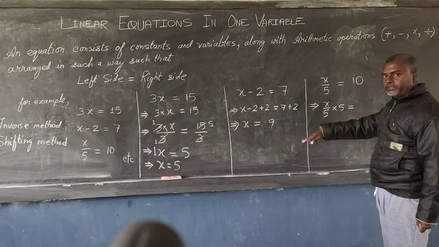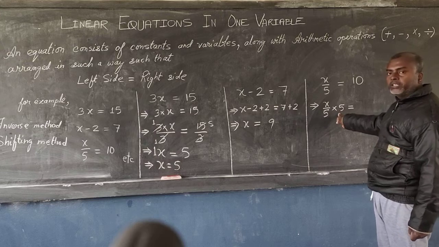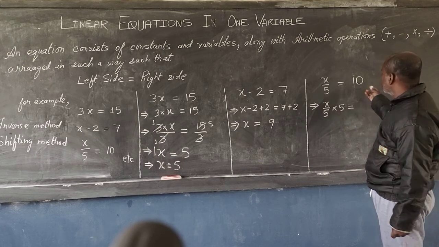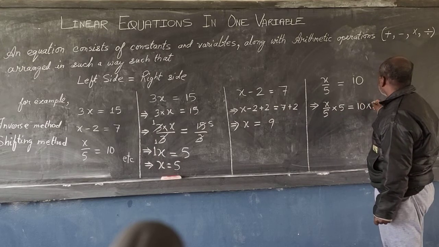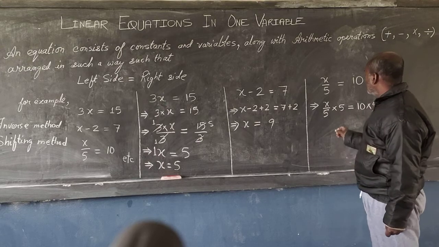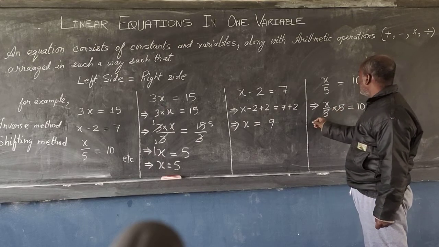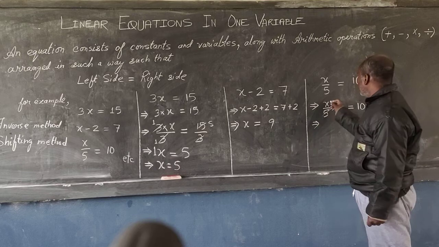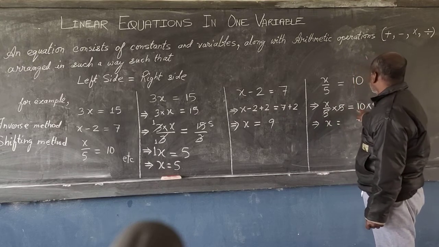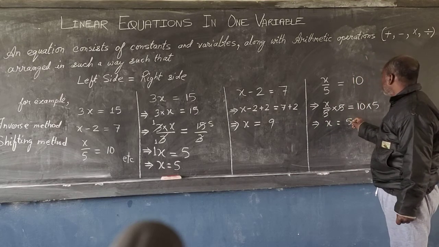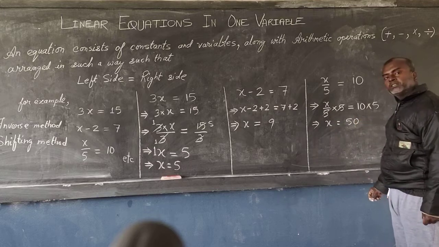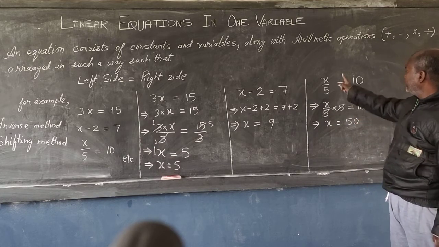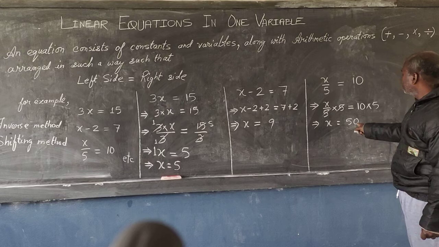So that's on the left side. What operation have I done on the left side? Multiply by 5. So the same thing we will do this side also, multiply by 5. So now what will happen? 5 and 5 will cancel, so only x will remain here. And this side, 10 into 5 is 50. So x value is how much? 50.